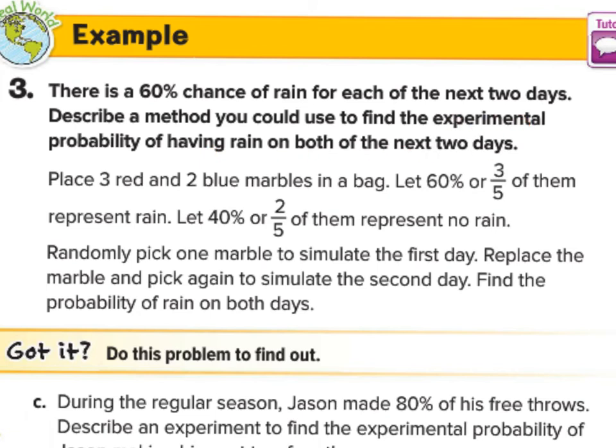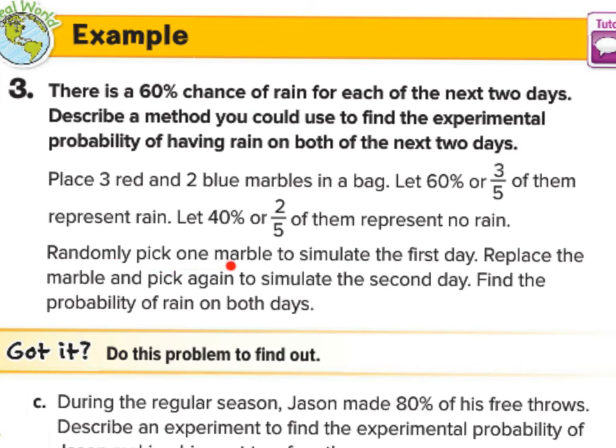So experimental probability. What you could do is you take 5 marbles, right? You take 5 marbles, 3 red and 2 blue marbles. The 3 red will represent the 60%, right? 20, 40, 60. Each marble is 20%. And then 2 blue marbles to complete, right? This would be your 80% and your 100%. Let 60%, or 3 out of 5 marbles, represent rain, and then let the 40%, or 2 out of 5 marbles, represent no rain.